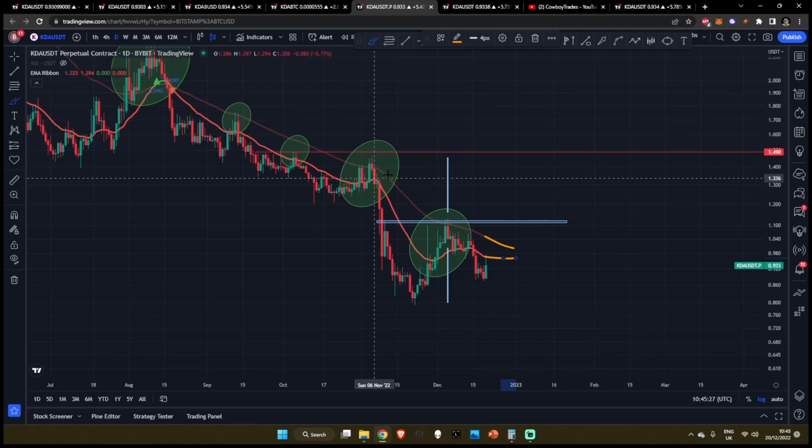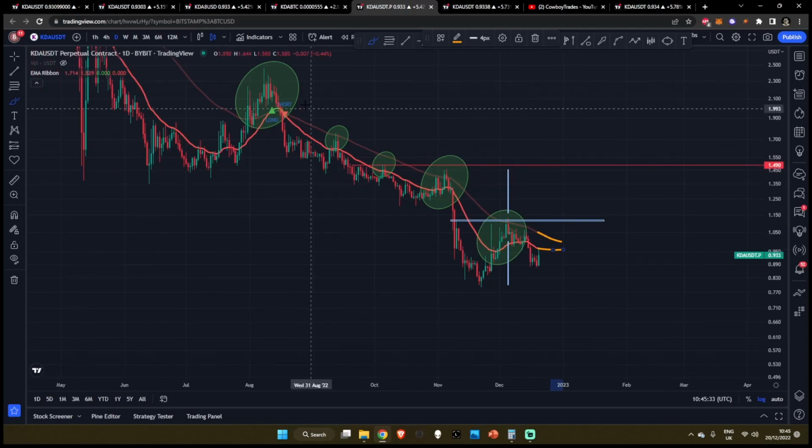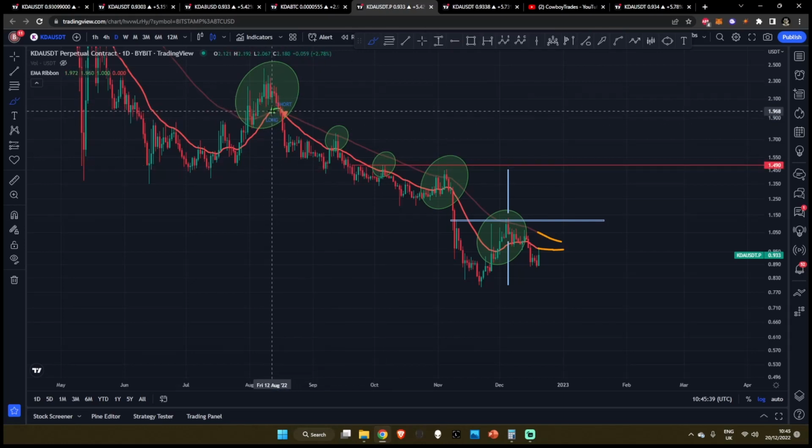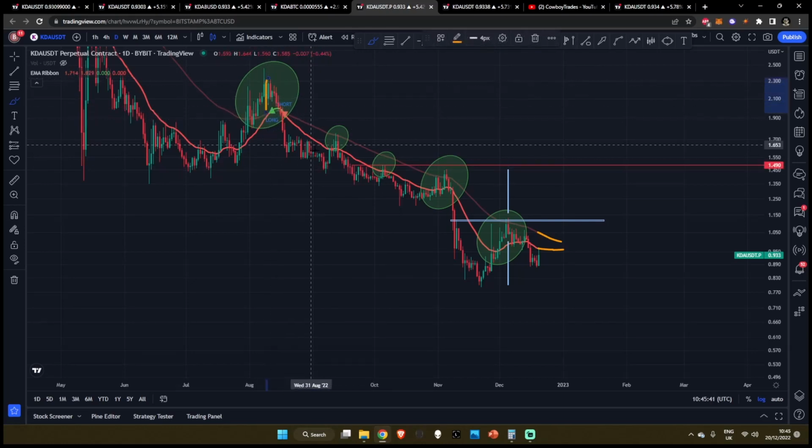Why is this important? EMA ribbons work like Bollinger Bands. As soon as they tighten, look at the chart. Where have the EMA ribbons been their tightest? They've been the most tight here because obviously they've crossed. That's literally as tight as you can get when they cross. There was a cross here, explosive move up. There was a cross here, explosive move down.